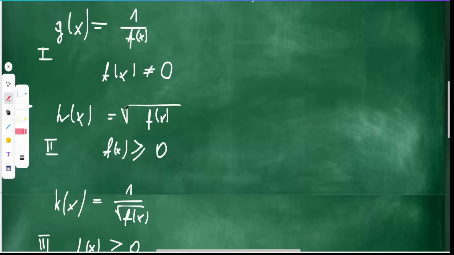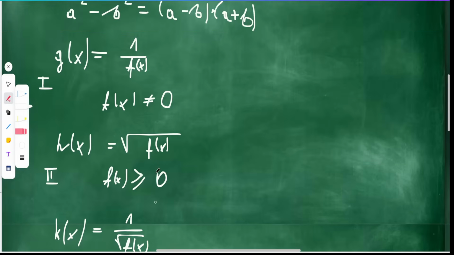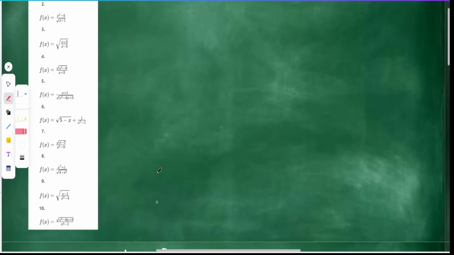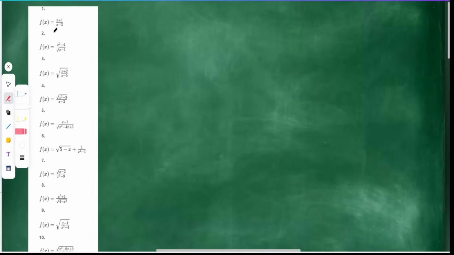Usually in tasks, we will have a function under the square root of the second degree. Although a function could also happen under the fourth degree root. But we would solve it in the same way as here. So let's move on to our tasks.